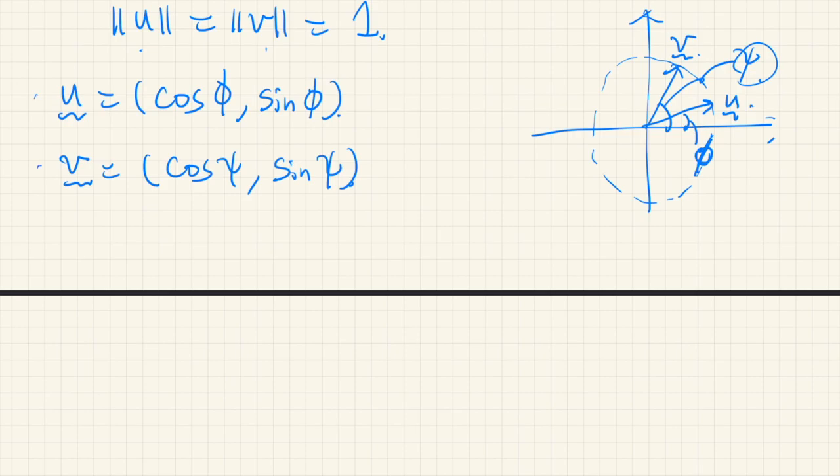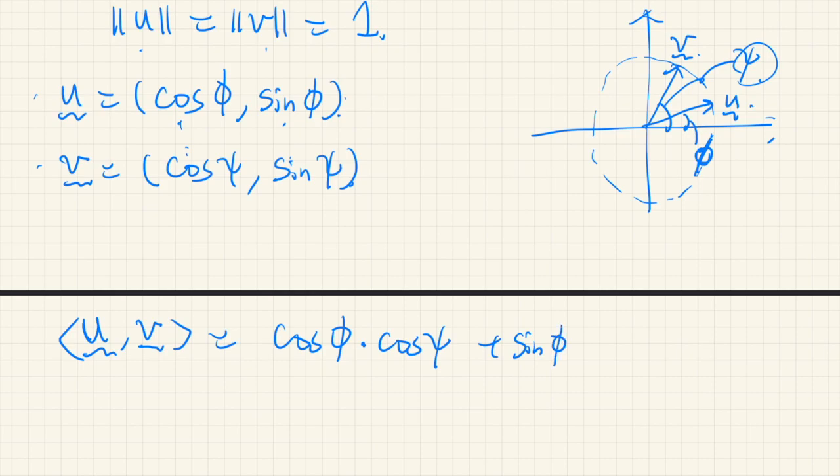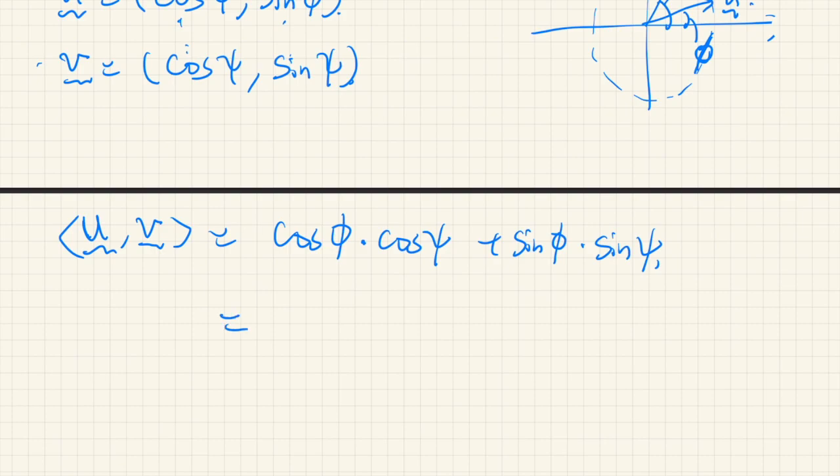And if we take the dot product between these two, the scalar product between these two vectors, then we just multiply each component, element-wise product, and take the sum. So cosine phi times cosine psi plus sine phi times sine psi. And using a trigonometric identity, this is cosine phi minus psi.